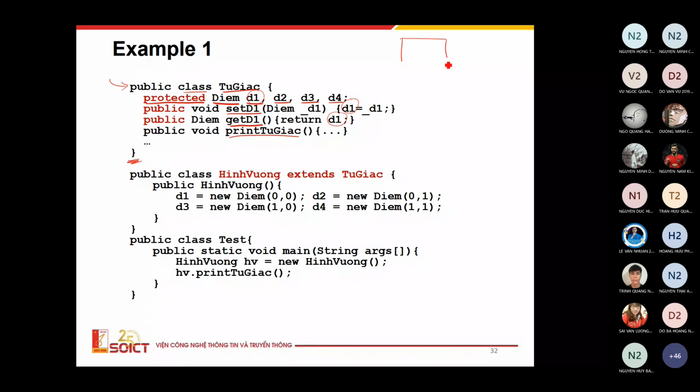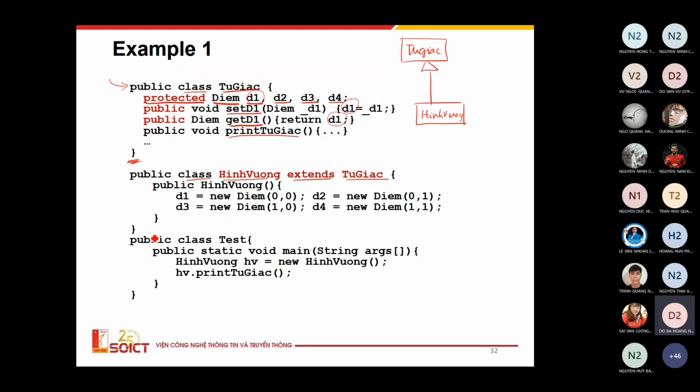Next, we have a hình vuông class that extends from the tứ giác class. So here you have the inheritance relationship. So what do you have here?